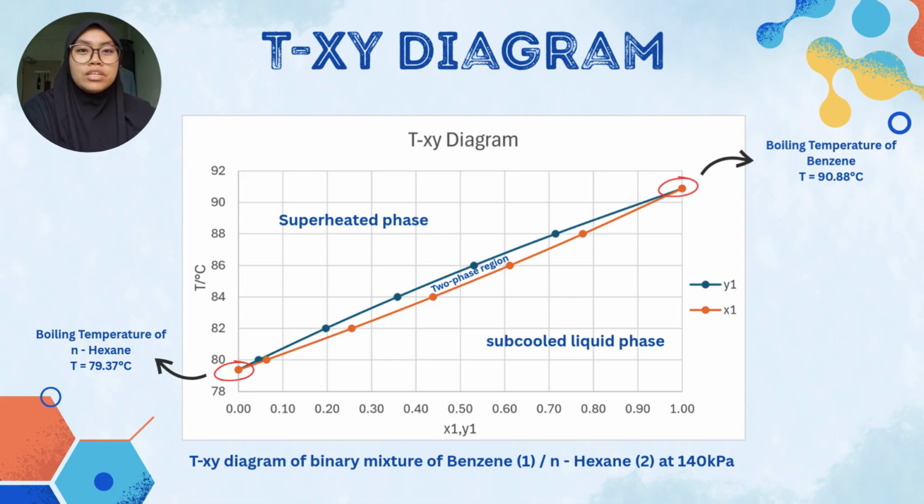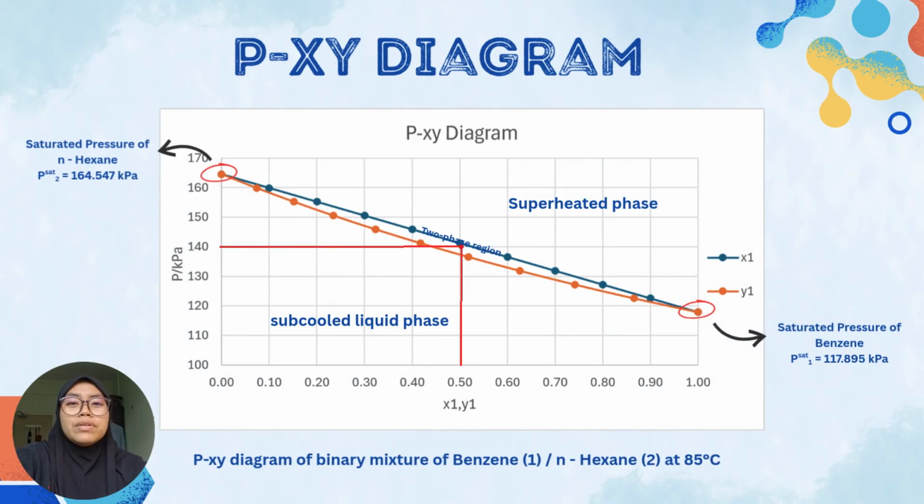On the far left, pure n-Hexane boils at 79.37 degrees C, while pure benzene on the right was at 90.88. Then we have the PXY diagram for the same benzene and n-Hexane system. From this diagram, we can pinpoint the saturated pressures for both pure components. The saturated pressure of pure n-Hexane is 164.54 kPa, while the saturated pressure for pure benzene is 117.895 kPa.